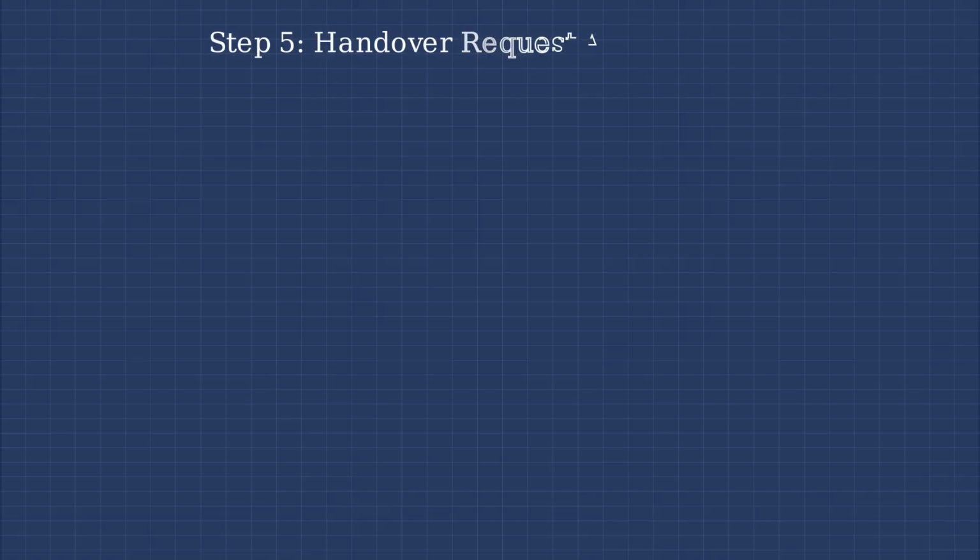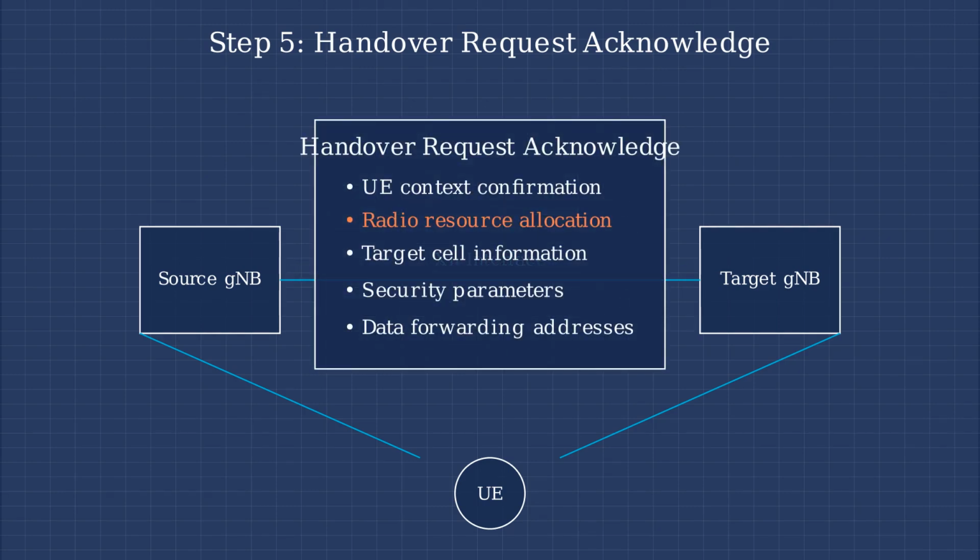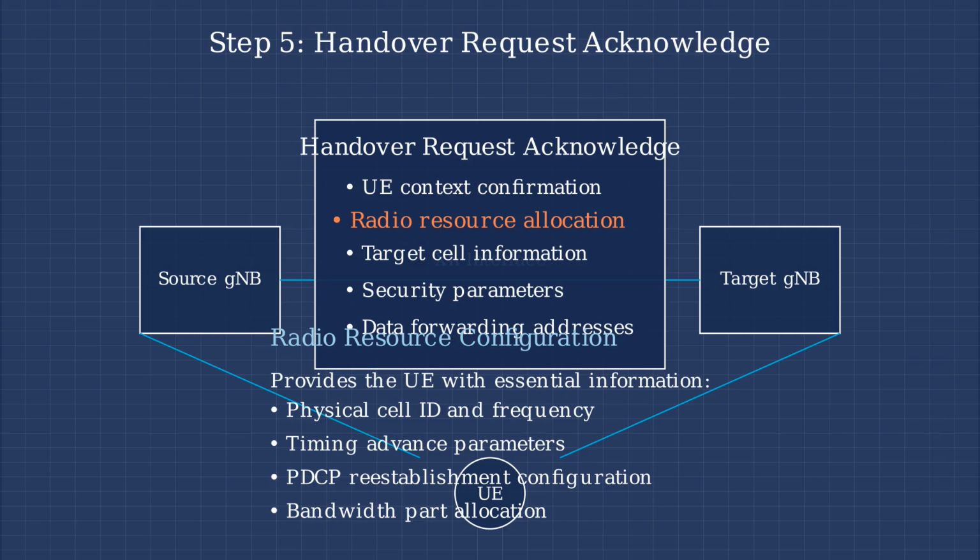Step 5. Handover Request Acknowledge. After receiving the handover request, the target GNB must decide whether to accept the handover based on its current resource availability. If the target GNB has sufficient resources and accepts the handover, it sends back a Handover Request Acknowledge message to the source GNB. This acknowledgement message contains crucial information, most importantly the radio resource configuration that the UE will need to connect to the target cell.